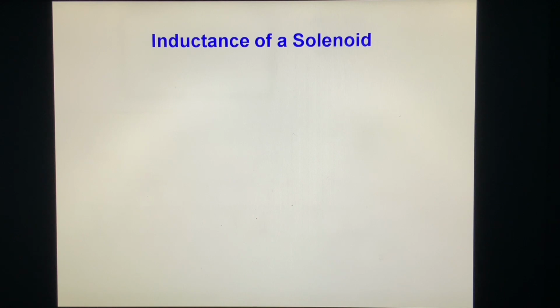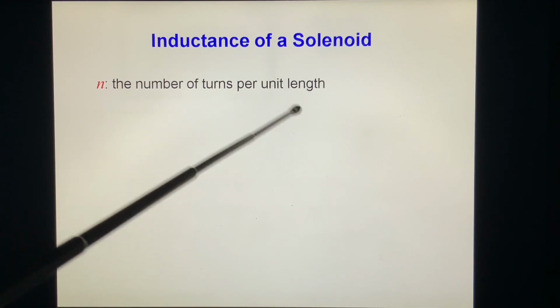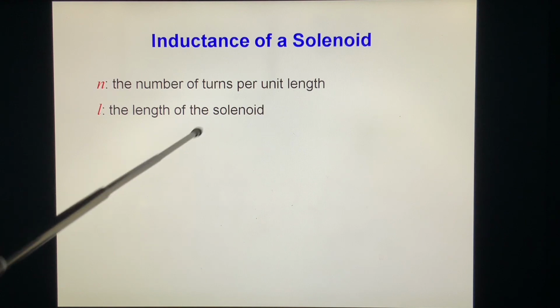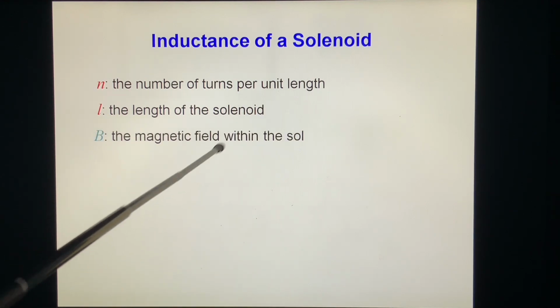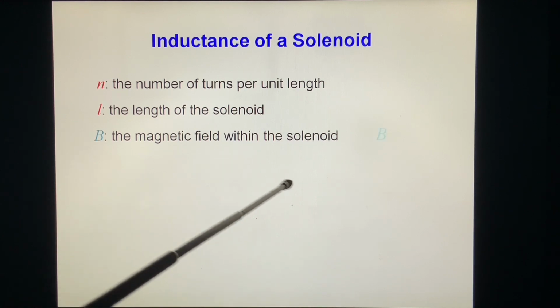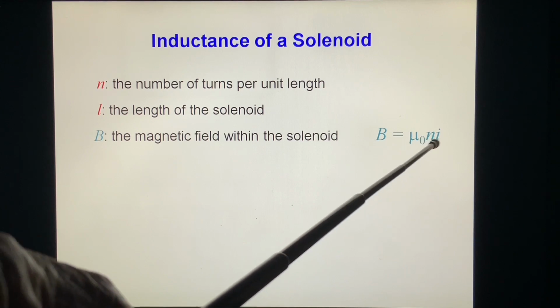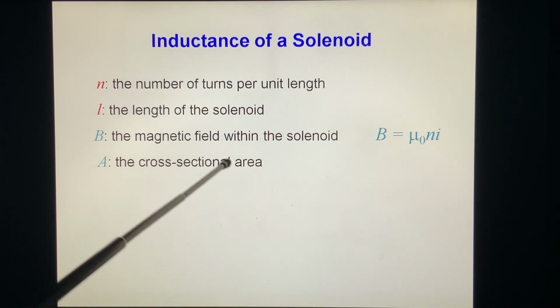Inductance of a solenoid. n, the number of turns per unit length, per meter. L, the length of the solenoid. B, the magnetic field within the solenoid. We have learned in the last chapter, B equals mu 0 n I, where n is the turns per unit length. A, the cross-sectional area.